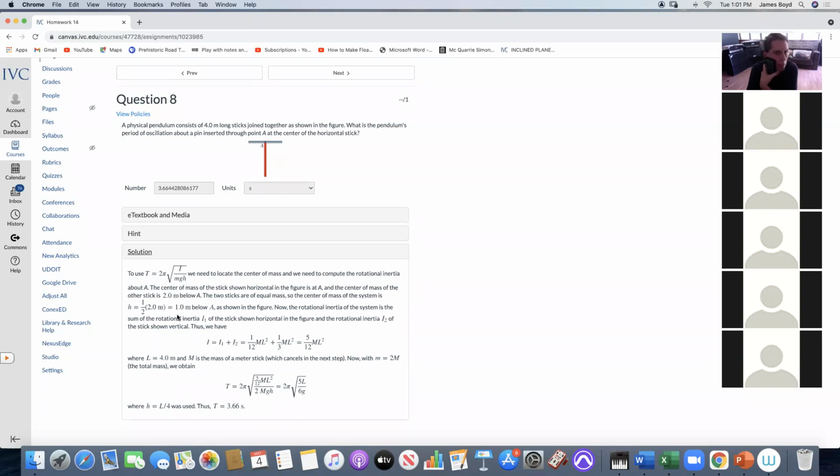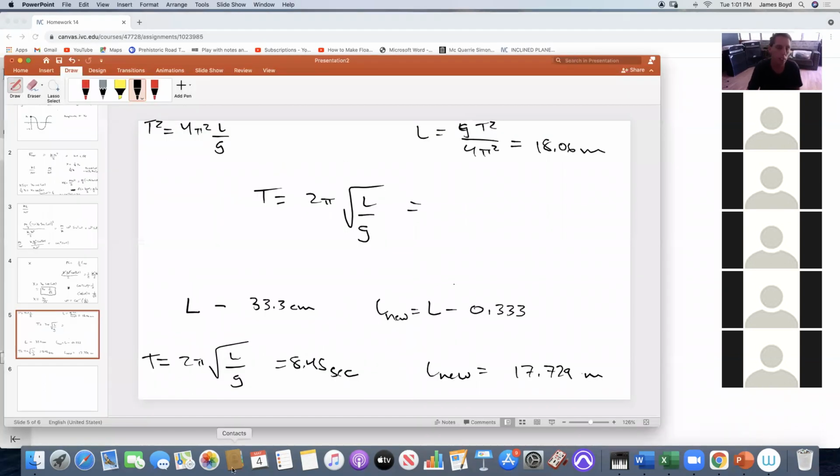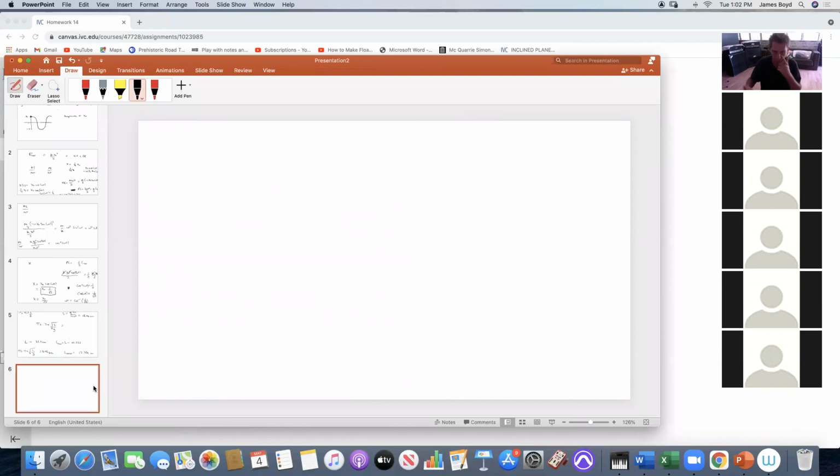Oh, maybe they're supposed to be joined together? Oh, I'm such a moron. Okay, I get what's going on here. I was assuming the gray stick wouldn't rotate. The gray stick will also rotate. Therefore, let's go back to here and do this, because this is actually good.